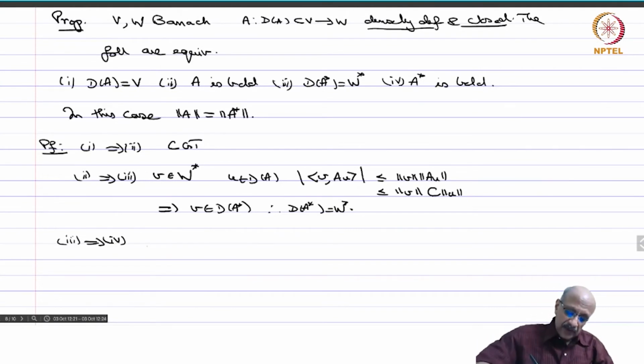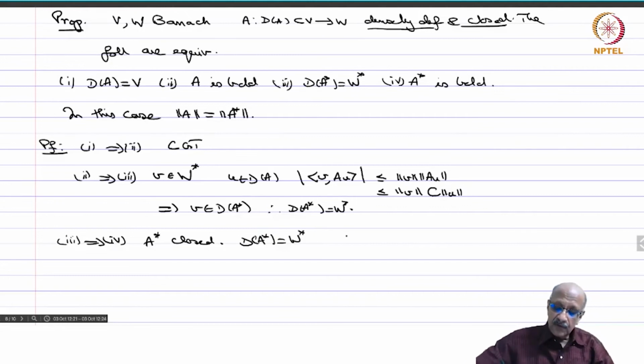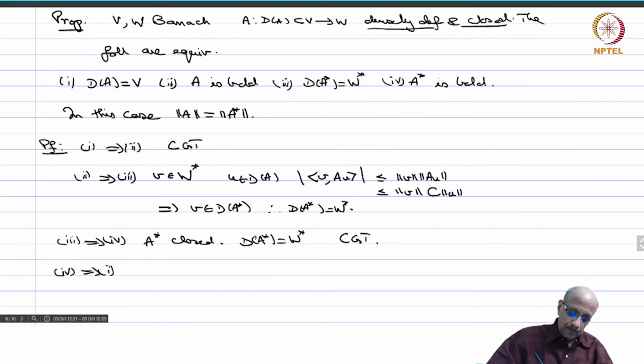We know that A star is closed and D(A star) equals W star. Therefore, again by the closed graph theorem, we have that A star is a bounded linear operator, or continuous linear operator. So now we only have to show that 4 implies 1.